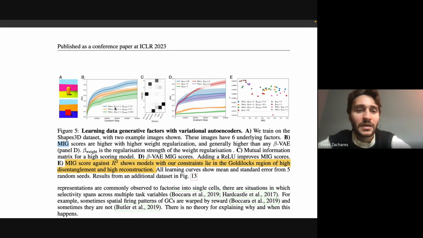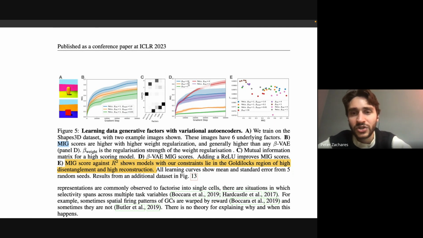ReLU. Then Vita VAE, that's trying to make the activations, or like again the output, smaller. You can think of it that way. And then Vita weight is the weights of the model. So you can see that over here it's showing that the more you enforce weight constraints, the better the performance is.